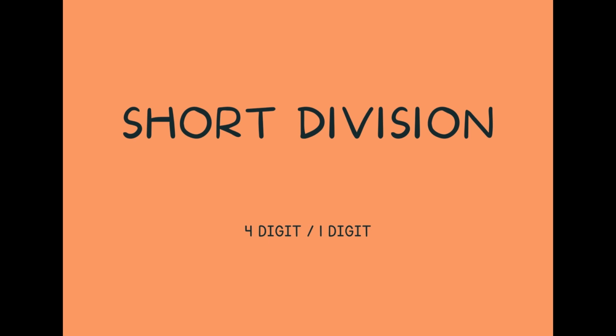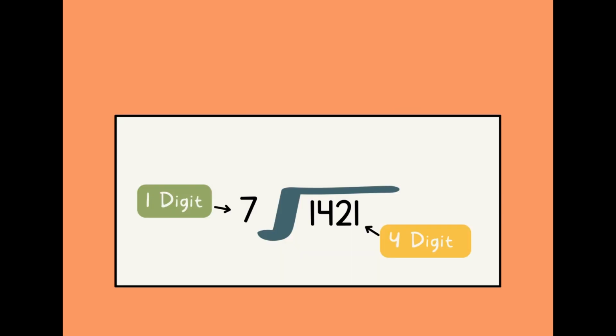Today we'll be doing short division. We will be doing a 4-digit number divided by a 1-digit number. Let's use this as an example. The 4-digit number here is 1421 and our 1-digit number is 7.